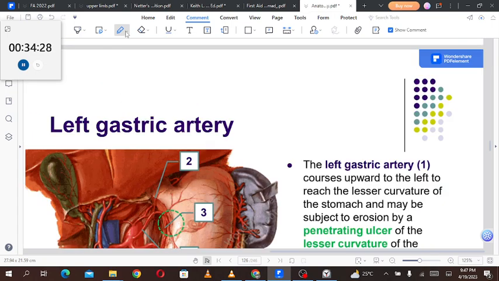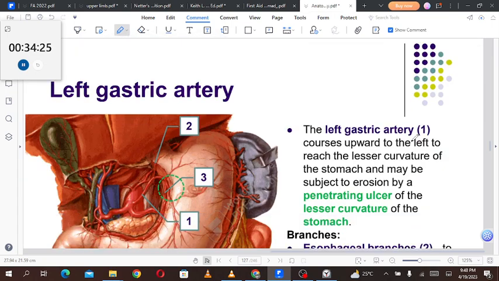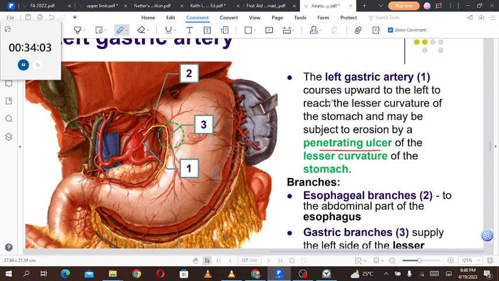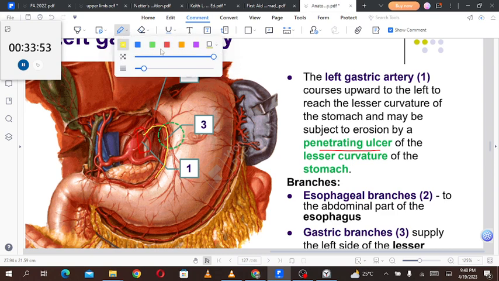After that, we have the left gastric artery, which is a branch of the celiac artery. The left gastric artery goes upwards to the left to reach the lesser curvature of the stomach and may be subject to erosion by a penetrating ulcer. If you can see the pathway of the left gastric artery, it is coming down on the lesser curvature of the stomach. This particular artery reaches upward to the left to reach the lesser curvature of the stomach and may be subject to erosion by a penetrating ulcer. So by now we have seen two things.